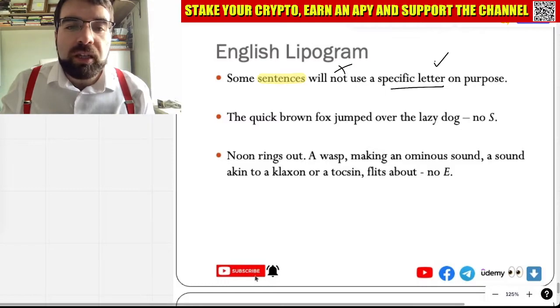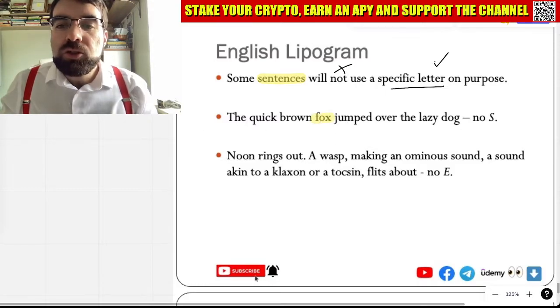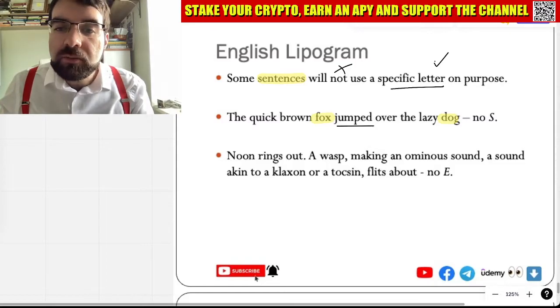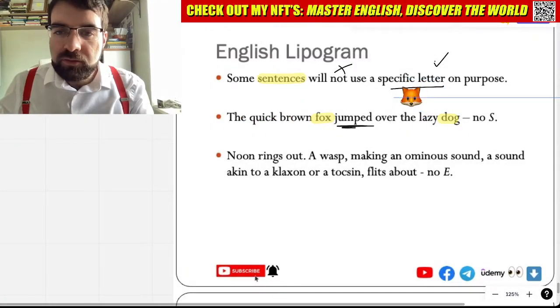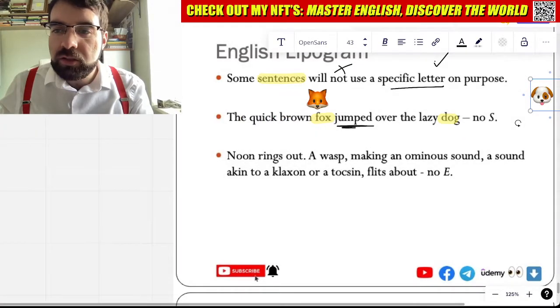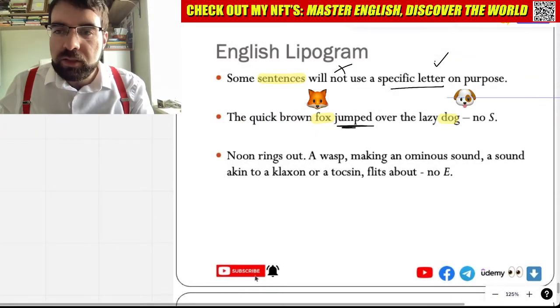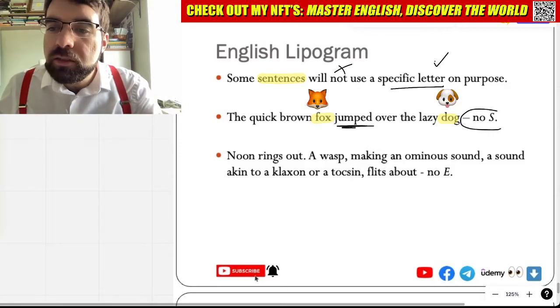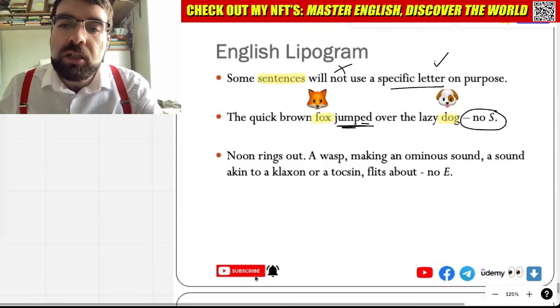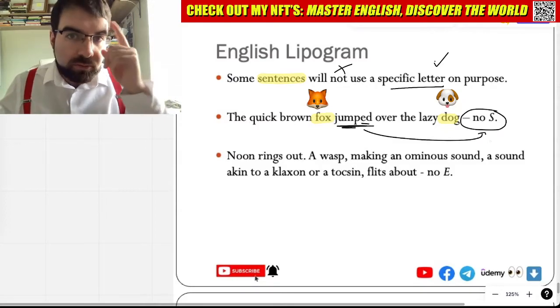So the quick brown fox jumped over the lazy dog. Notice the jumped. So there's fox, there's dog. There's fox. Where's dog? There we are. There's dog. Very good. So yeah, but look, there's no S in the sentence. Jumped, not jumps. Very subtle.